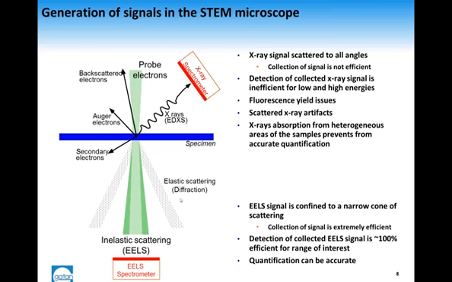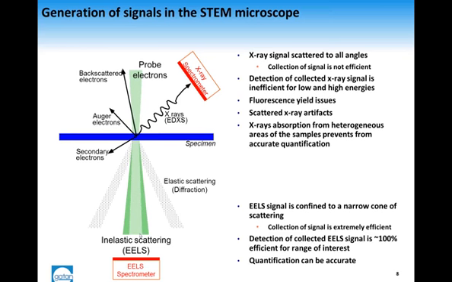Some electrons didn't lose any energy at all; they just change their scattering angle, and these are called elastic scattering electrons. These will determine some diffraction, or can be collected to generate, for example, STEM images. And more importantly, we have inelastic scattering electrons, which are electrons that have lost a certain amount of energy.